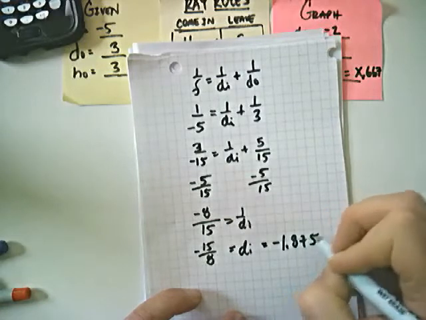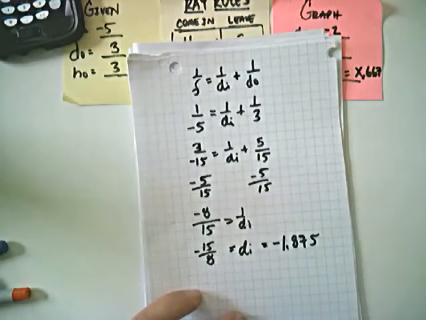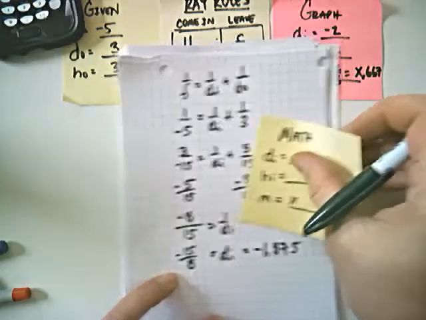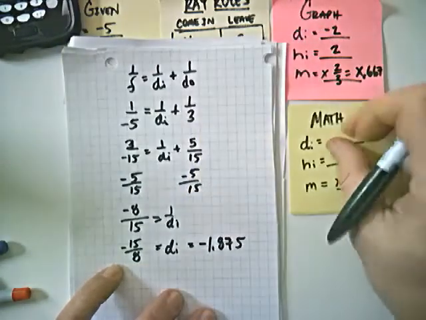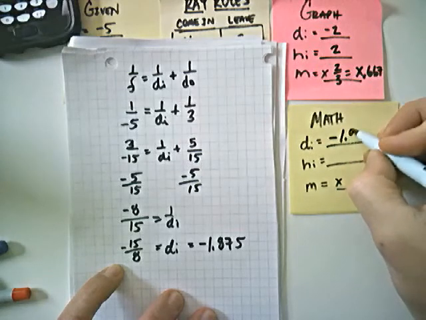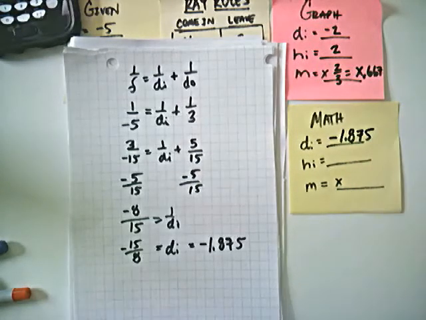Now you know I rounded to 2. Okay, so that is the exact answer. We will call that our math answer. Let's compare that to our previous graph answer. -1.875. I said 2. Not too bad. I've been getting better and better.